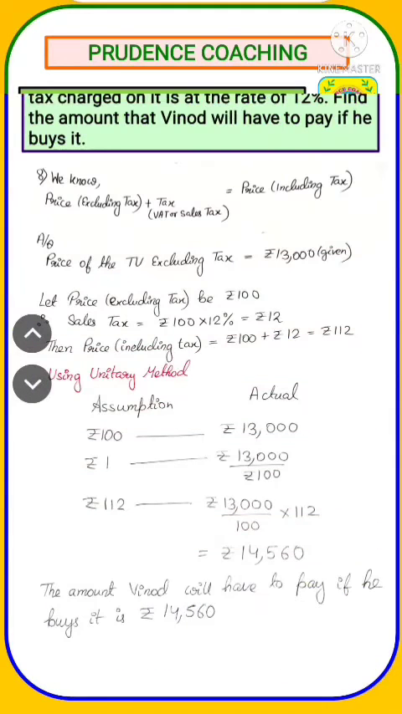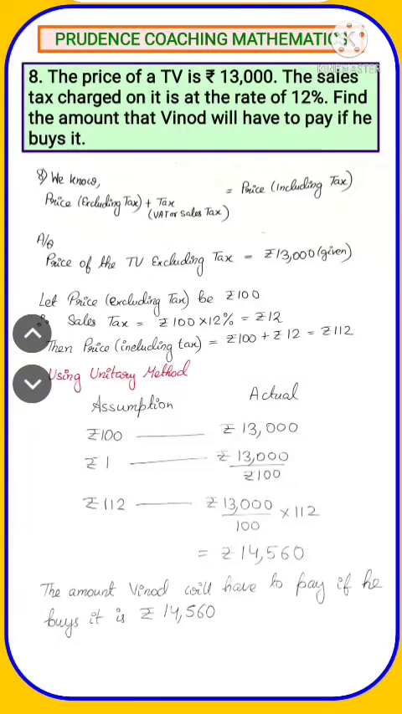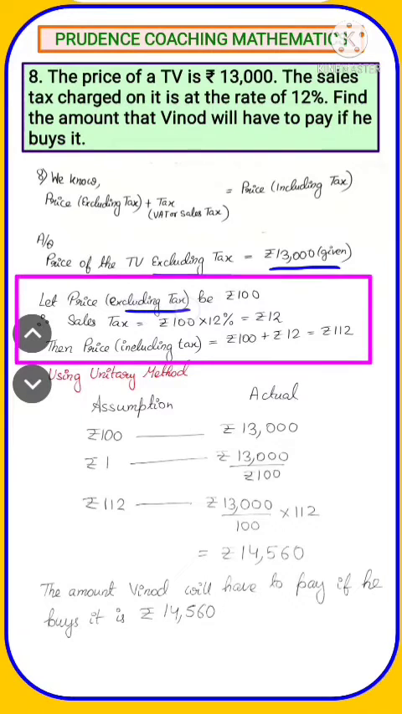So let's start with the solution. We know price excluding tax plus tax equals price including tax. According to the question, the price of the TV excluding tax is rupees 13,000. So let us assume the price excluding tax to be rupees 100. As this is the price excluding tax, on this price the tax will be calculated.